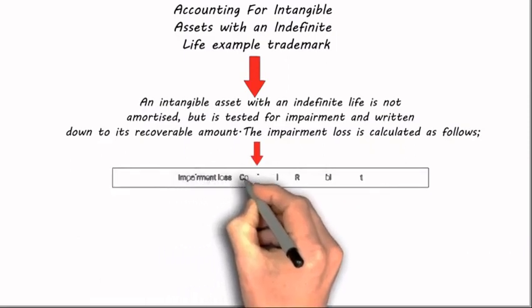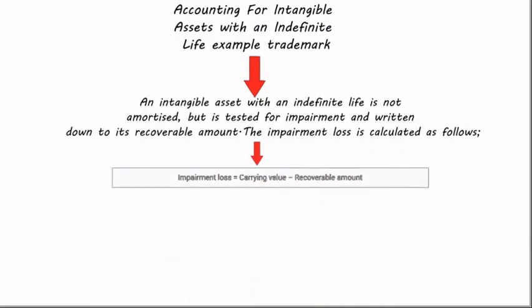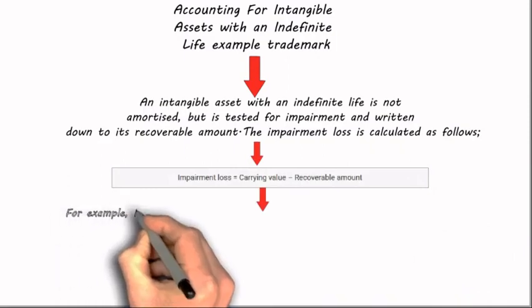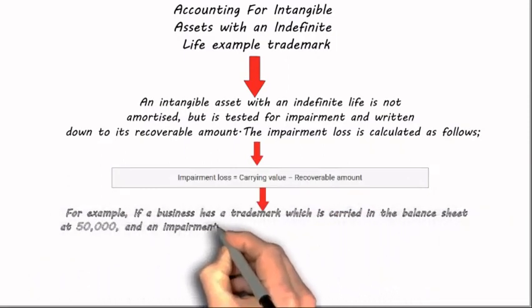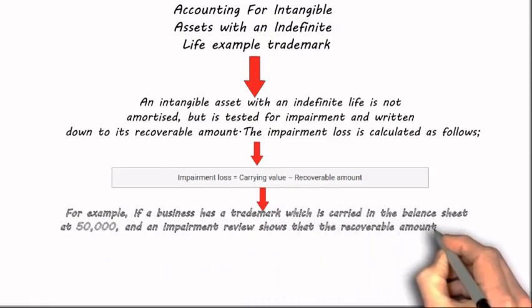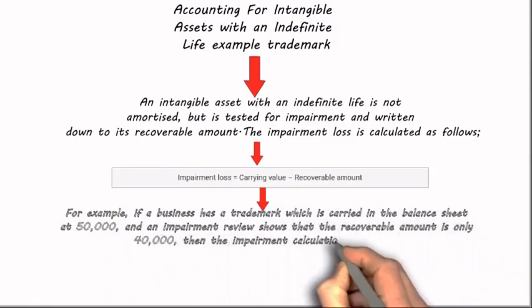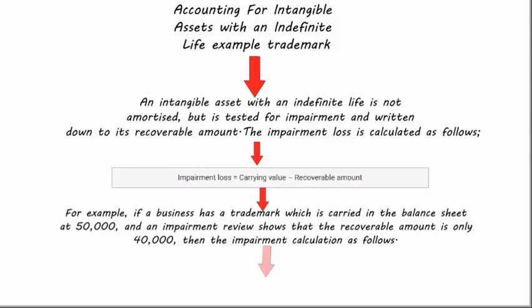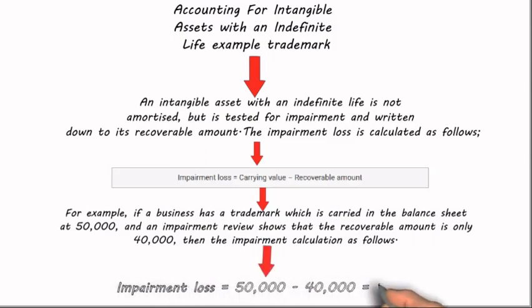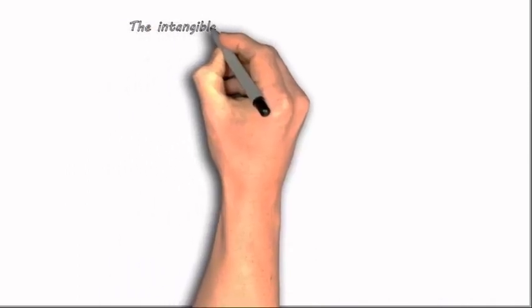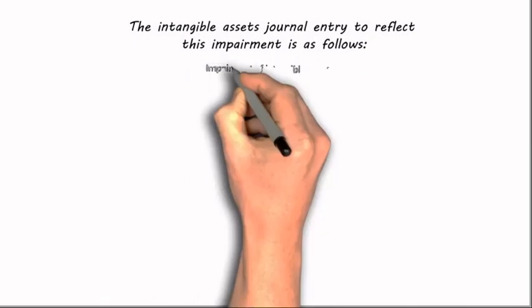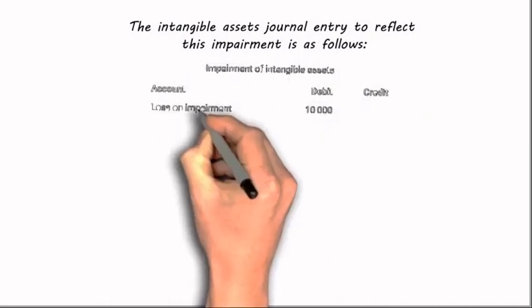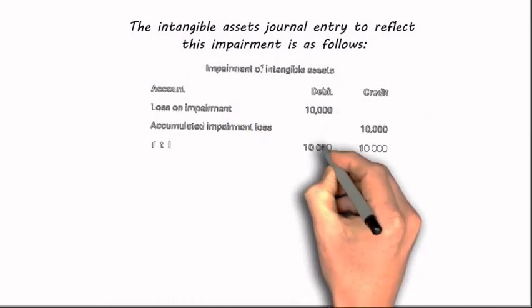For example, if a business has a trademark which is carried in the balance sheet at $50,000, and an impairment review shows that the recoverable amount is only $40,000, then the impairment calculation is as follows: impairment loss is equal to $50,000 minus $40,000 to give $10,000. The intangible assets journal entry to reflect this impairment is as follows: debit loss on impairment account with $10,000, then credit accumulated impairment loss account.